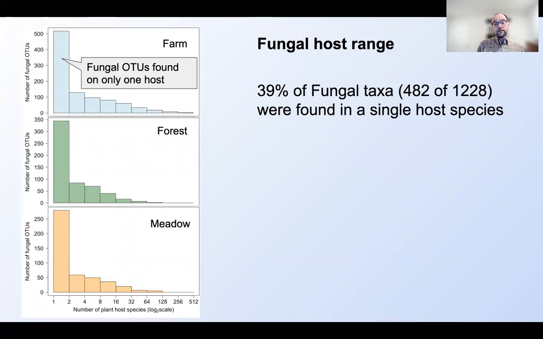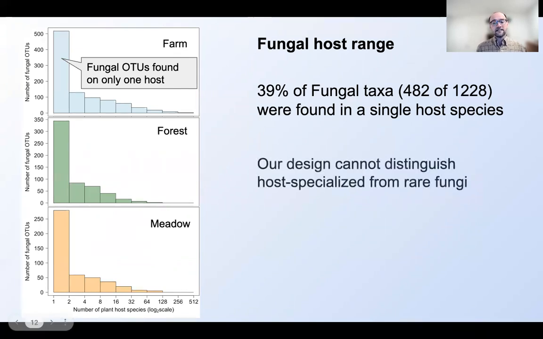One of the big questions we have is about the fungal host range. And so that is how many different plant species a fungus is able to colonize. And these histograms here for each of the 3 habitats show on the x-axis the number of different plant host species on a log 2 scale on which a particular fungal taxon was found. And then the bars are the number of taxa in those host range bins. So the top bar, the big bar on the left, represents those fungal taxa that were found only on one host. And that's 39% of all the fungal taxa. The other 61%, of course, were found on many more species.